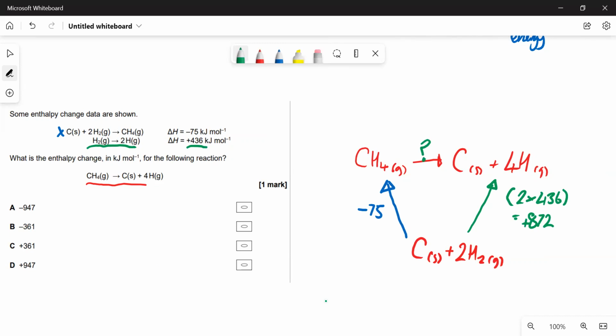So let's write down the answer. We're doing the blue arrow, but we're going against it, so that's plus 75. Then we go up the green, following it, so that stays positive, plus 872. That gives us a total of 947, so plus 947 is the right answer. If you got mixed up and got negative 947, it's easy to get the sign wrong. A common sense check should tell you there's no way that reaction is exothermic, because you're breaking bonds between carbons and hydrogens.